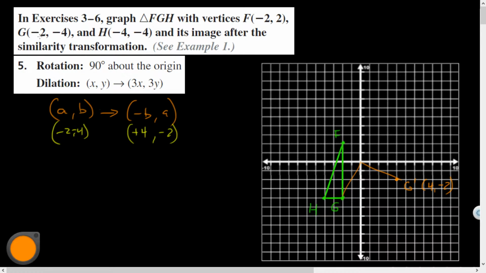So this would be 4. Wait a minute. 4, -2. Oh, that's the one that I just did. That's why, guys, I need your help here today, apparently. Let's see. This one would be -2, -2. So -2, -2 is a rotation. That's F prime. Does that seem to make sense? Yeah, that's 90 degrees in the counterclockwise direction. All right, so there's F prime. And H prime would have been 4, -4. So over 4, down 4.